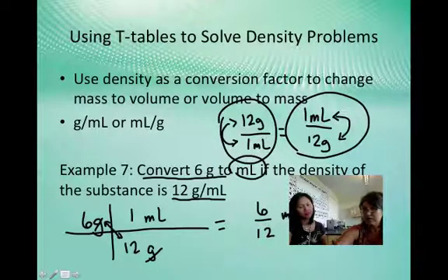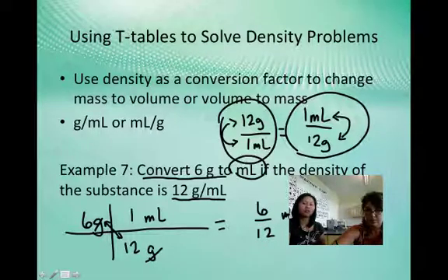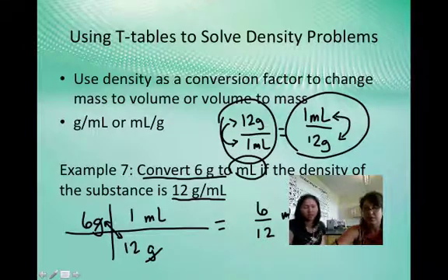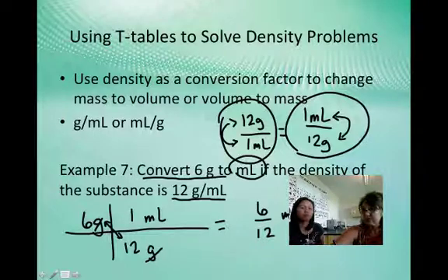Well, let's write this fraction in decimal form. That's 1/2. 1/2 is 0.5 milliliters. That's it. We just did a T table for density. Whoa, that's easy. Pretty quick. So you put the density in so that you can change what you have to what you want. Exactly. That's all.